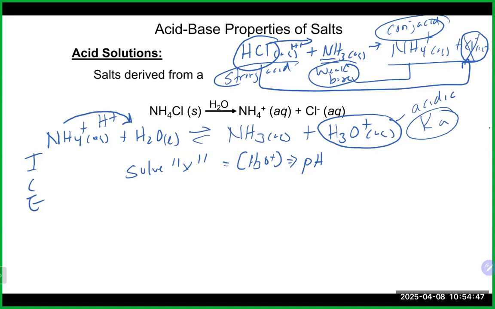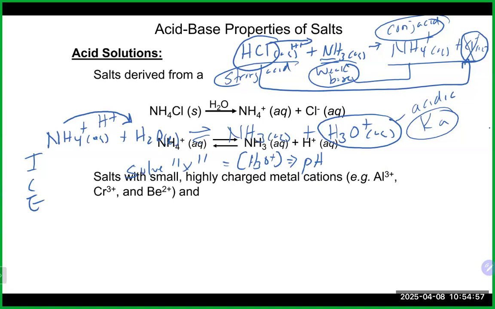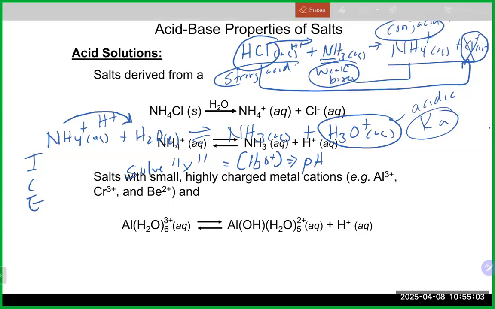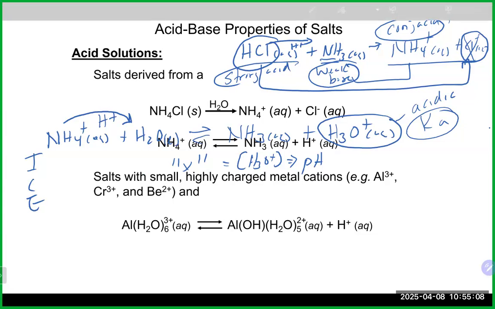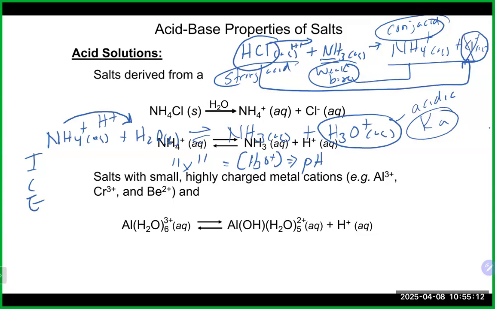Now, in addition to salts that come from a weak base that will go through hydrolysis and produce an acidic solution, there's actually a second way that you could get that, which is some small metals can actually do that. A lot of transition metals that have a +2, +3 type of charge have the ability to also become an acidic salt.